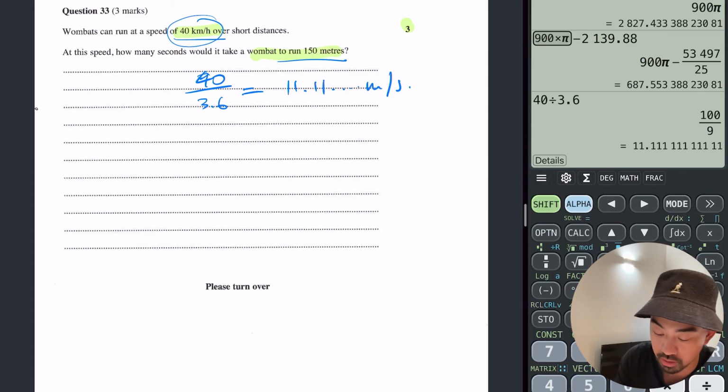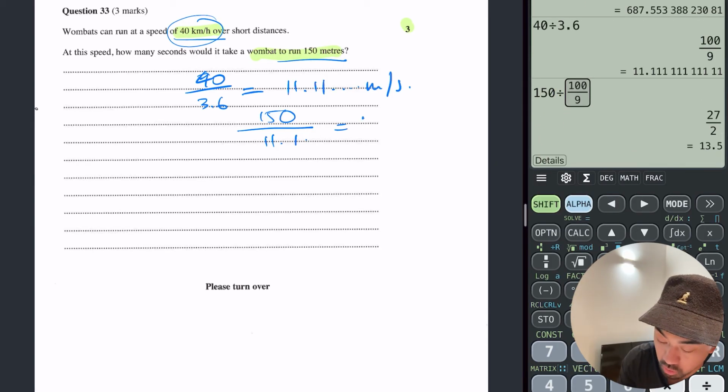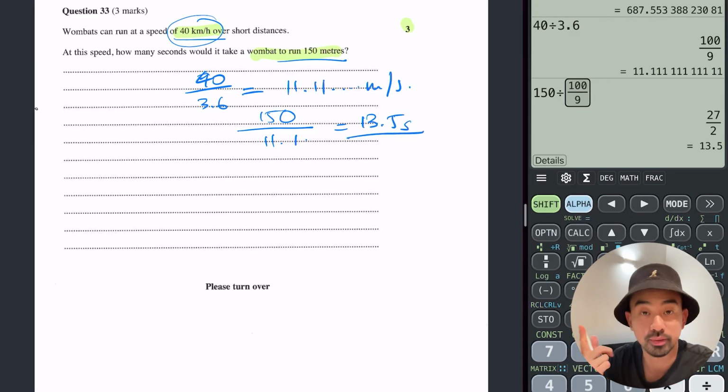And he's running 150 meters. So how many seconds would it take? It's going to be 150 over 11.1. So he's going to take this wombat 13.5 seconds. All right, that's rapid. All right, 34.